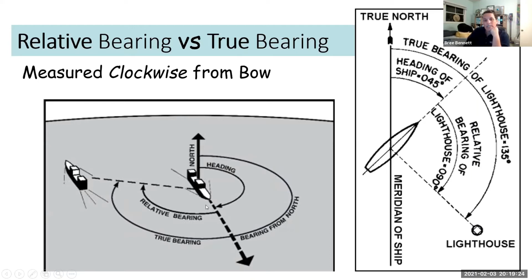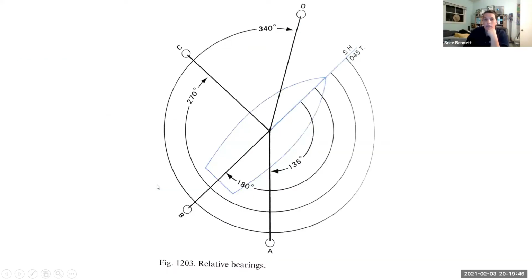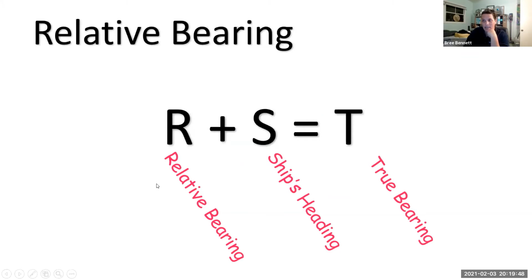So again, this is another example of relative bearing. Our relative bearing is from the bow to whatever the object is. But if I wanted to apply true, I would apply my heading and the relative bearing to get true from true north. So my way of calculating this is RST. R plus S equals T. That's your relative bearing plus your ship's heading gives you a true bearing.